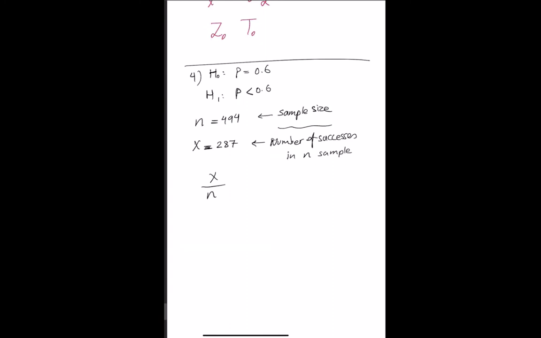Let's assume this proportion is, since I like NBA, the proportion of people who will watch NBA in December when the season starts again. So we take a sample of 494 people and ask them, are you going to watch NBA games when they start again? And 287 of them say yes. Then if I calculate X over N, what do I get?